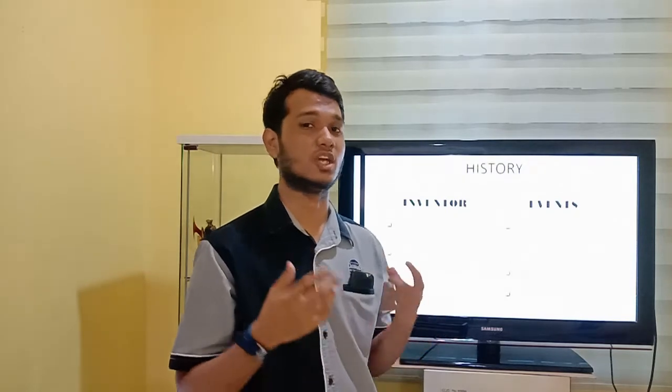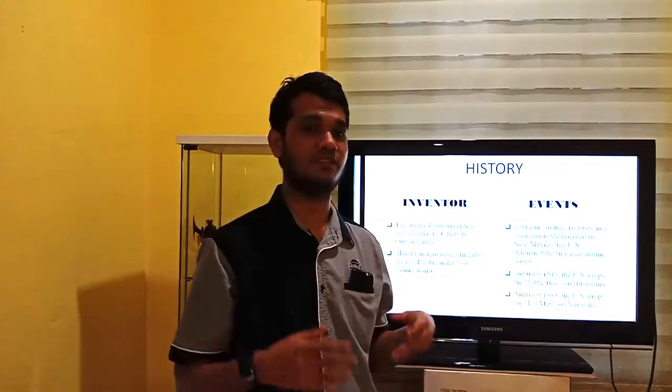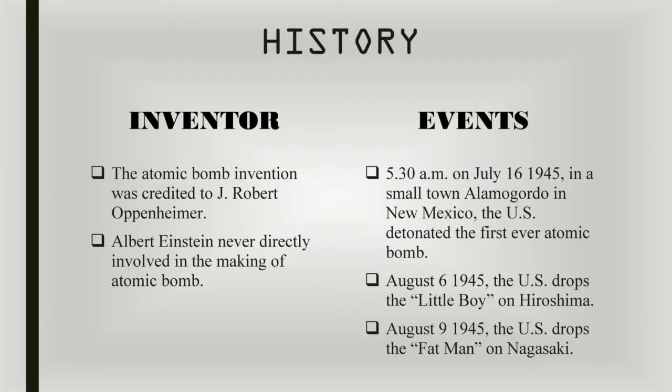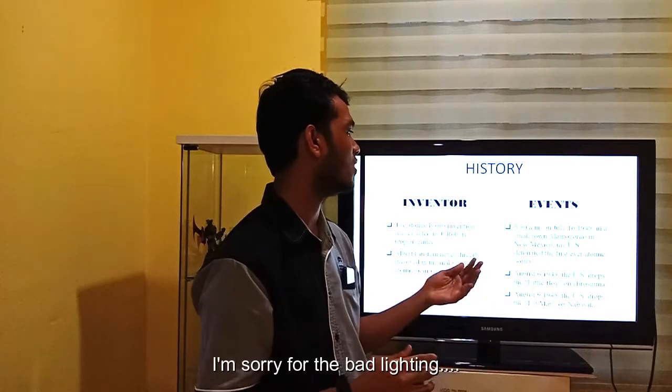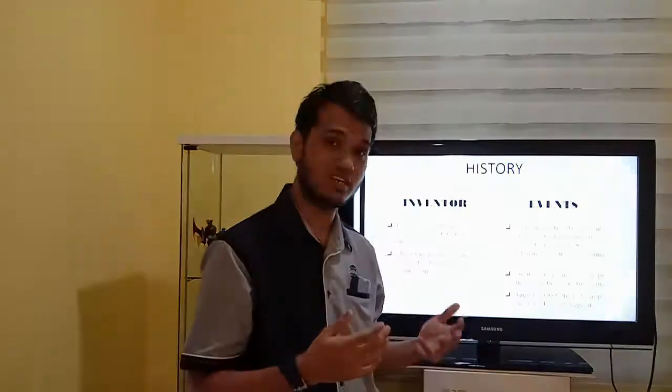So the one who we should credit to the invention of this atomic bomb was J. Robert Oppenheimer, who is also a physicist from the US. And the first ever atomic bomb drop was on July 16, 1945 in the small town of Alamogordo in New Mexico. So this is the first ever atomic bomb detonated.